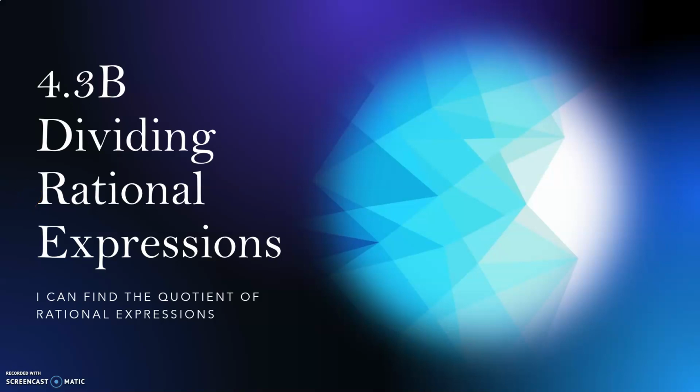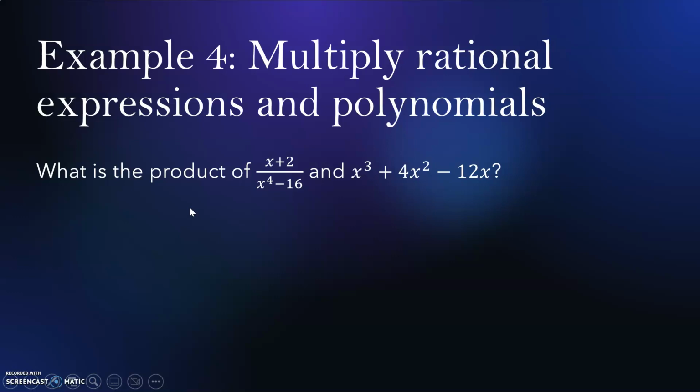So the second part of section 4.3 will be dividing rational expressions. So we're going to find the quotient, which just means the answer when you divide rational expressions. So in this example, we are going to multiply x plus 2 divided by x to the fourth minus 16, and also, we're going to multiply that times x cubed plus 4x squared minus 12x.